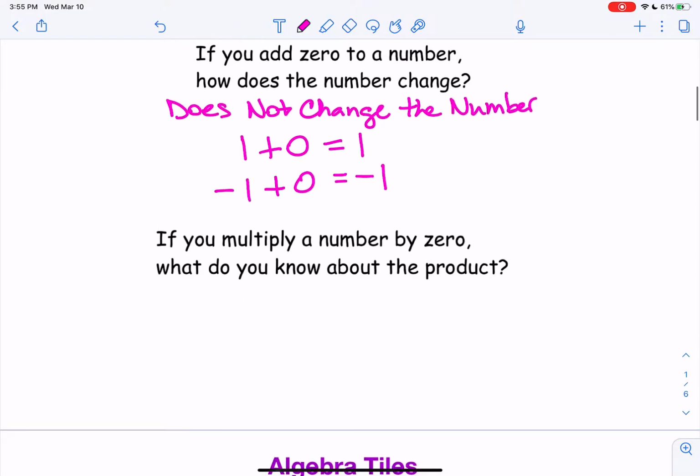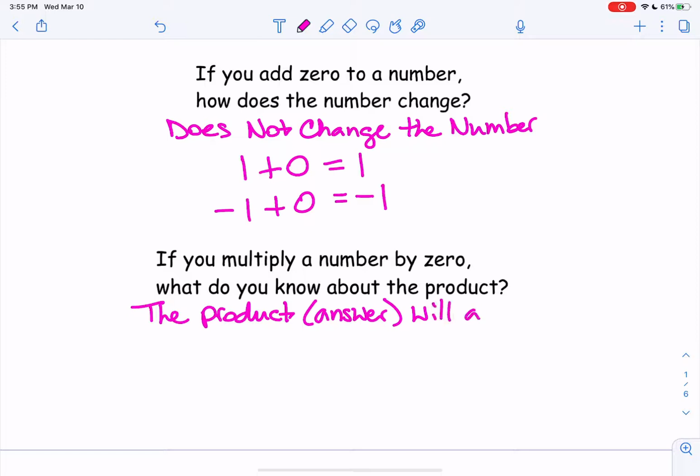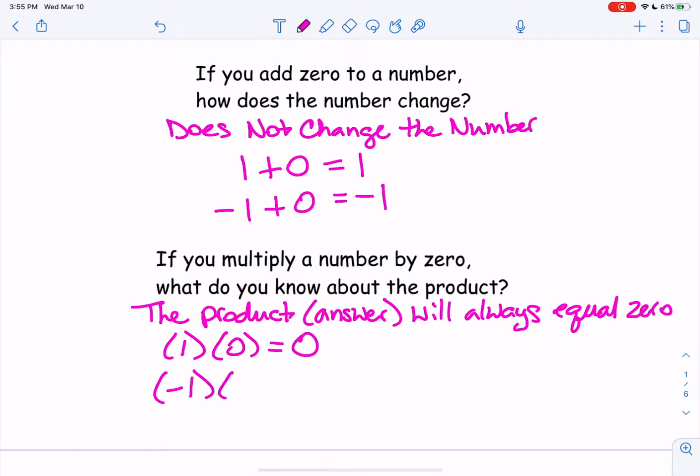And last but not least, if you multiply a number by 0, what do you know about the product or the answer? Well, we know if you multiply by 0, the product or answer will always equal 0. So 1 times 0, 0. Negative 1 times 0, 0. It doesn't matter what 0 multiplies with, it's always going to equal 0.